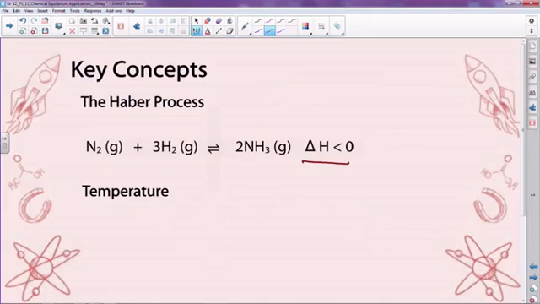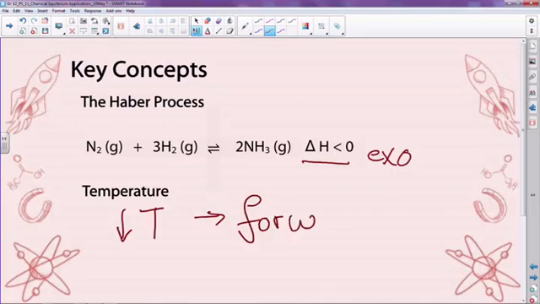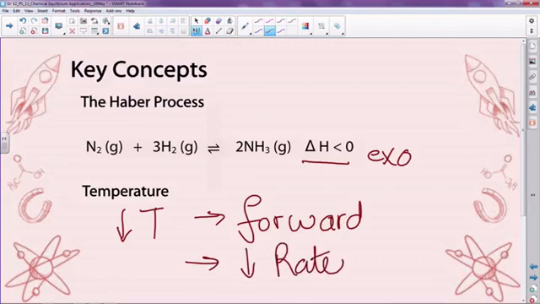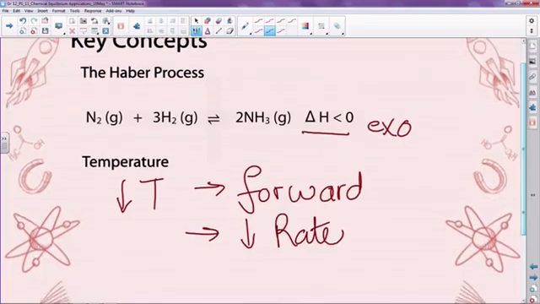So let's not increase the temperature, that's silly. It's an exothermic forward reaction. To favor the forward reaction, we decrease temperature. That favors the forward reaction. However, if I decrease it too much, it decreases the rate. It goes too slowly, doesn't matter how much ammonia we make, it takes too long, so we make a compromise, okay?